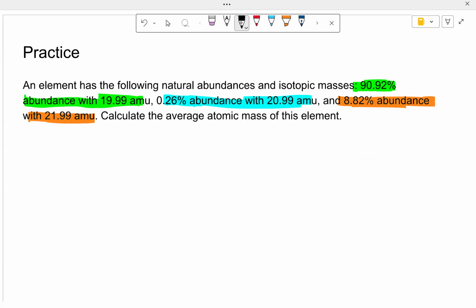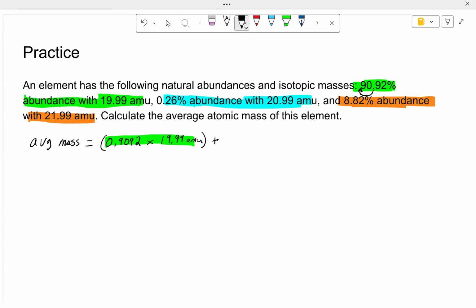So this isn't any different than the last problem we did. We're just going to have three terms instead of two. So the average atomic mass, and it does not matter what order you put these in. So I'm just going to go from top to bottom. So we'll do the green one here. So 0.9092. Again, I just did that quickly in my head, move that decimal point over two places to get to that decimal value, times its atomic mass. So that's the green data.